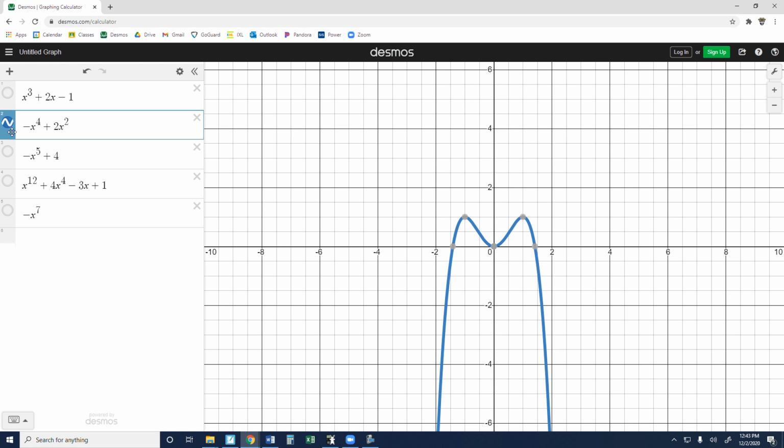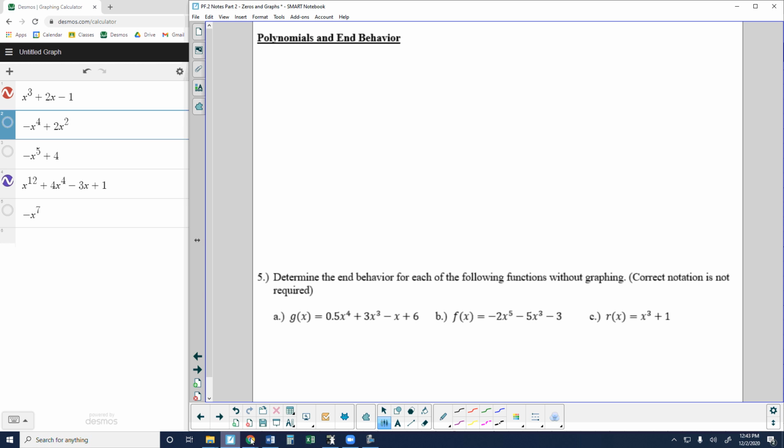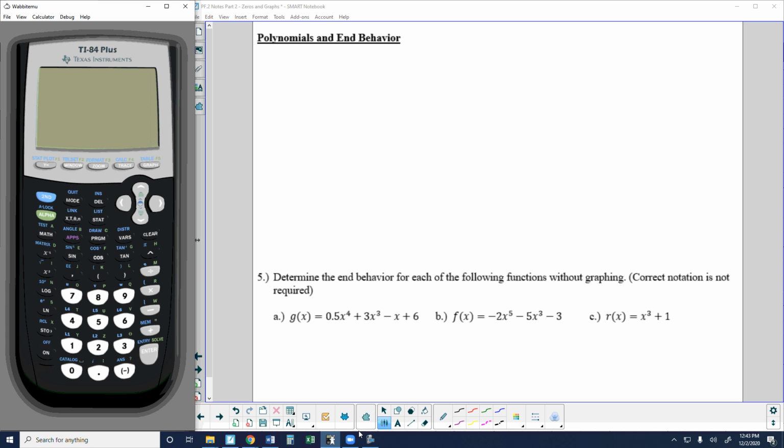Now let me put these graphs in here that are both negative. Notice that they're doing the same thing on the right side of the graph. They're both going down. Let me put in the graphs that have a positive leading coefficient. They're both doing the same thing on the right side of the graph. They're both going up. So we have some rules for polynomials and their end behavior based on the degree of the function and the leading coefficient.